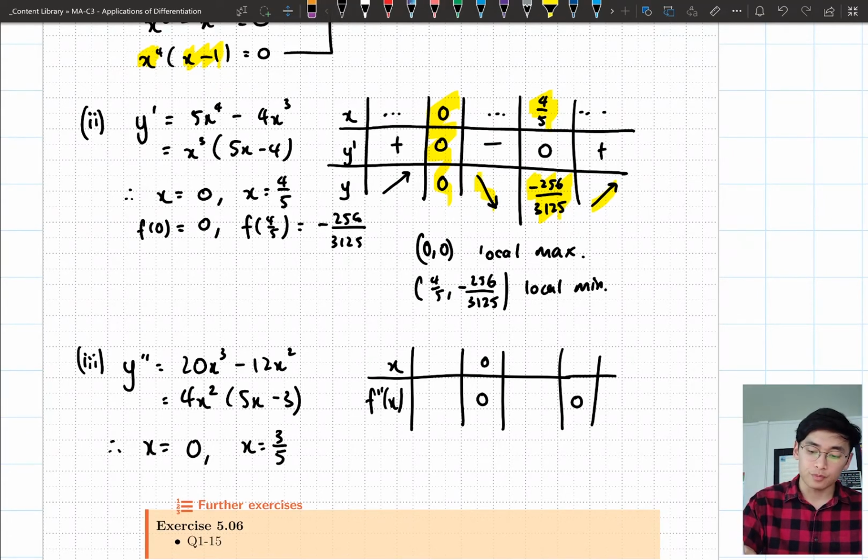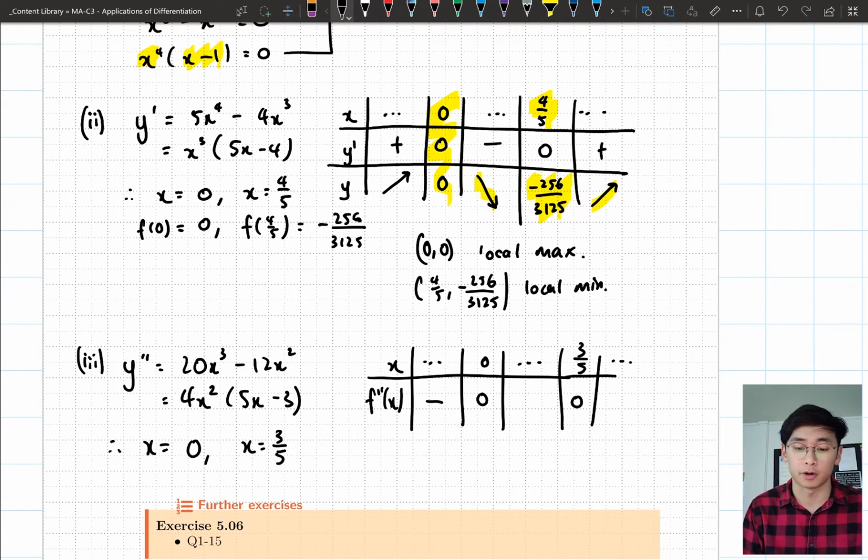Okay. Let's sub in a number which is less than 0 on the left-hand side. So here, the number less than 0 would be minus 1. So I've got 4 times negative 1 squared, which is 4. So that's positive, times 5 times negative 1 minus 3. So that gives me a negative. So this side, it is negative. It is concave down at that point.